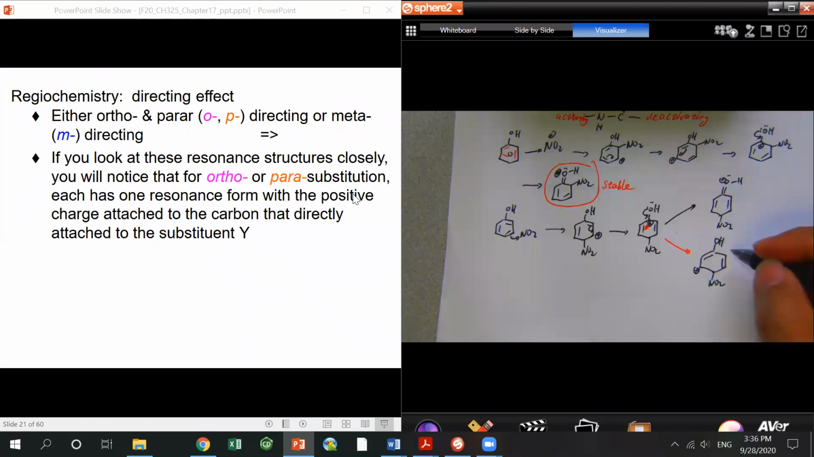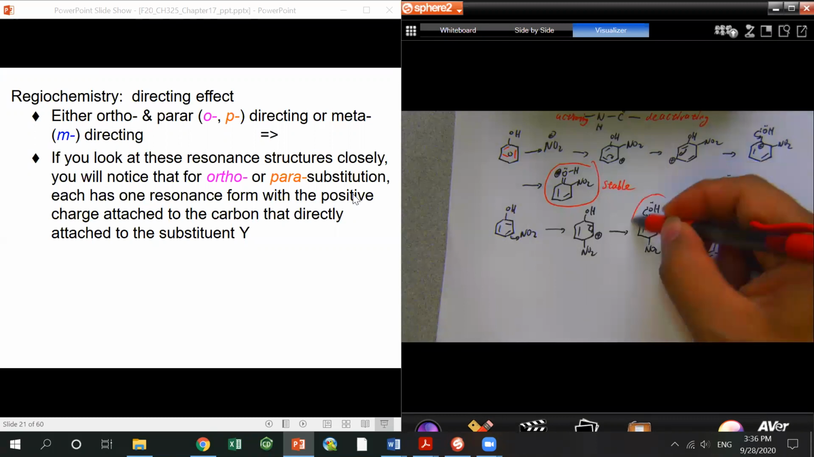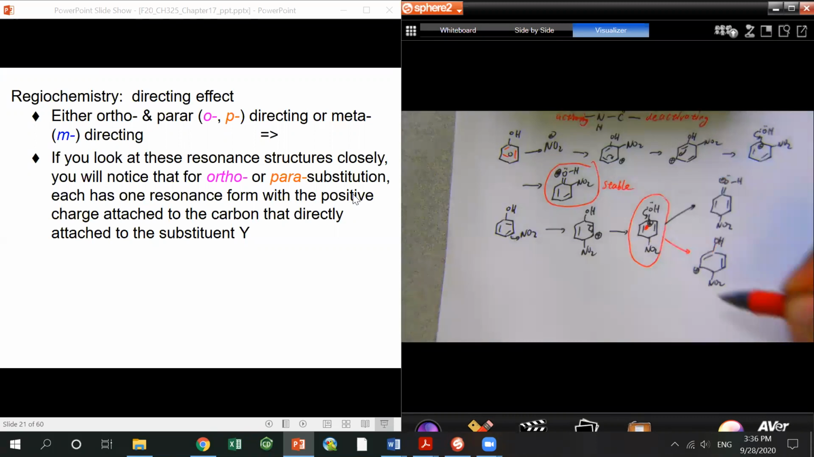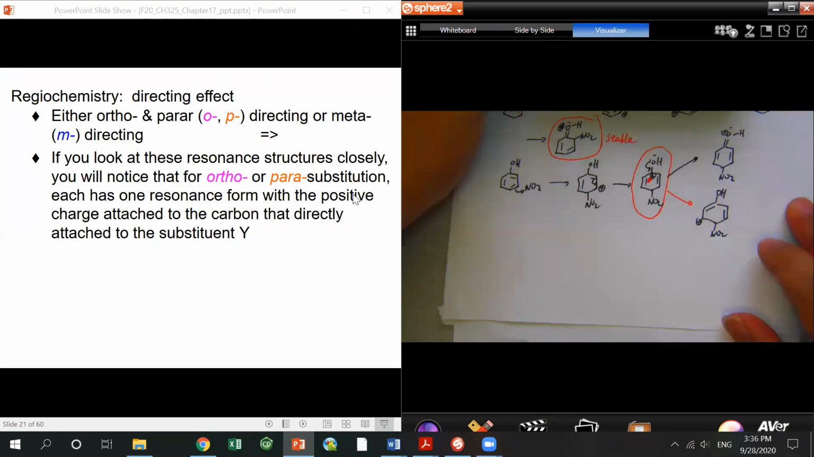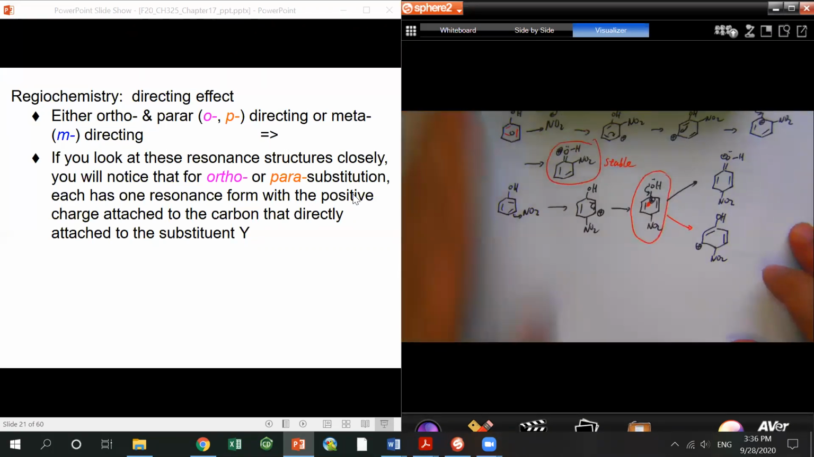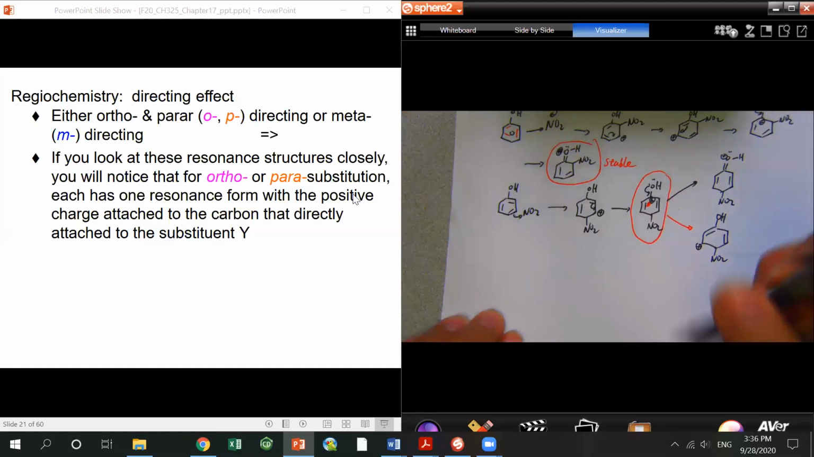And then you can continue to shift, just go around. So this one goes here, and then the positive charge goes back to here. So in this case, for the para substitution reaction, we also can generate one stable intermediate, this guy. And if we further draw the meta substitution situation, that will be a different story.